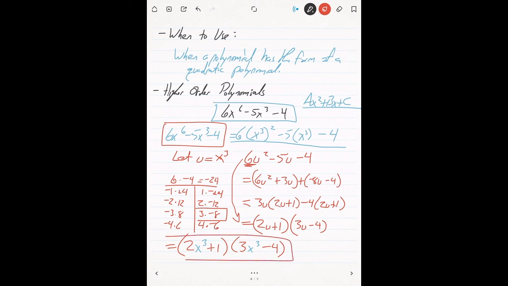This is going to be our final answer. We have broken down the polynomial. We said, okay, as long as it can be expressed as a quadratic, as long as it can be expressed in that form, and we can rewrite it as a quadratic, we can break down the form and then get our final answer. That's the big thing here. We're breaking down the form and then getting our final answer.